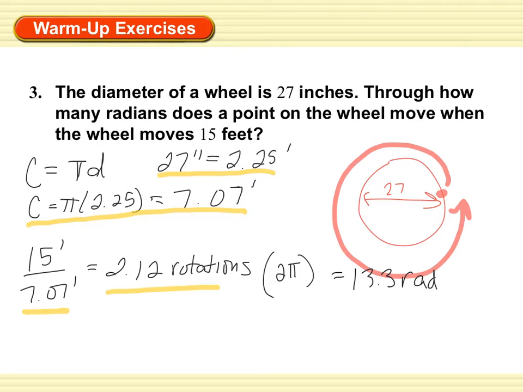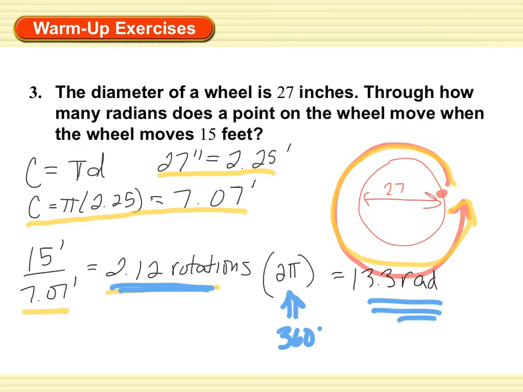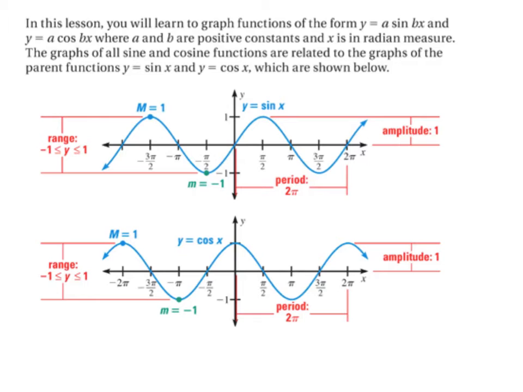So if I rotate my wheel for 15 feet, I actually rotate my wheel 2.12 times. It goes around 2 and then 0.12 times. Well, I know that one full rotation is 2 pi, which is 360 degrees. So if one rotation is 2 pi, how many rotations is 2.12? So I did 2.12 times 2 pi and got 13.3 radians. Cool. All right, let's learn.